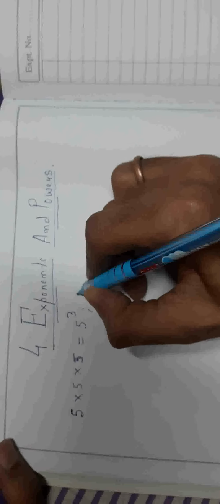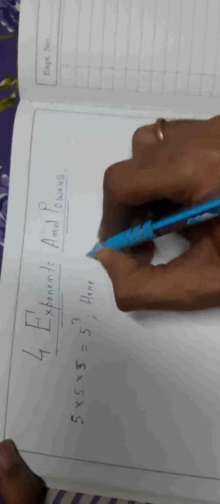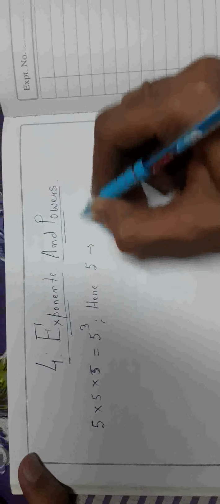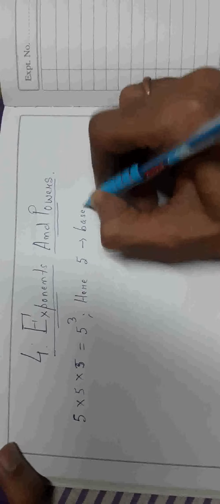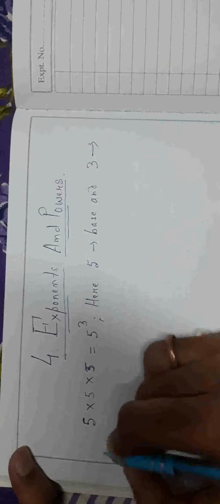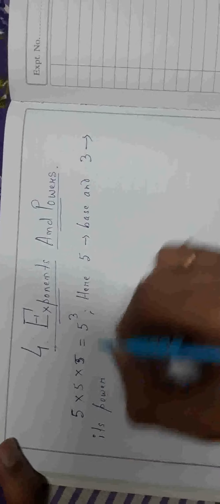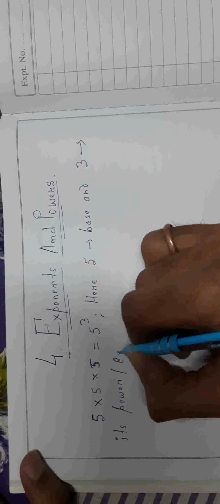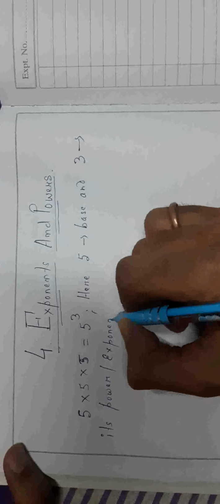Here what we find is that 5 represents the base and 3 represents its power, which is also called exponent.